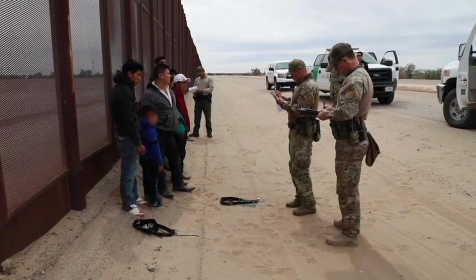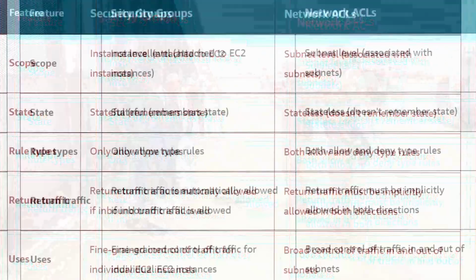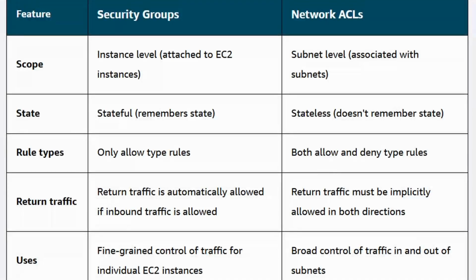With both network ACLs and security groups, you can configure custom rules for traffic in your VPC. As you continue to learn more about AWS security and networking, it is important to understand the differences between them. The following table will help you understand which one to use. You can pause and take a screenshot for this.